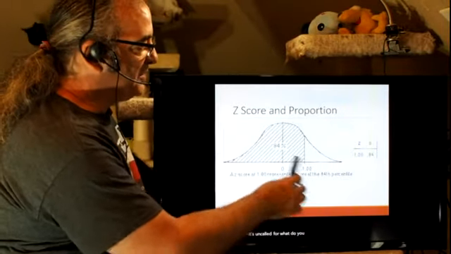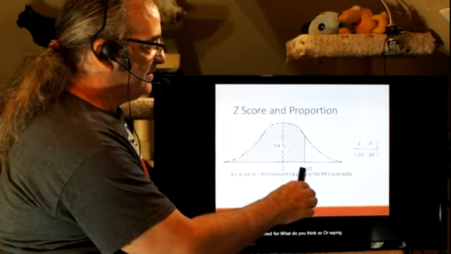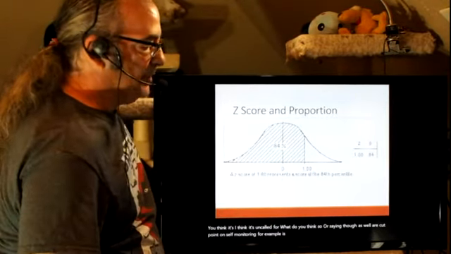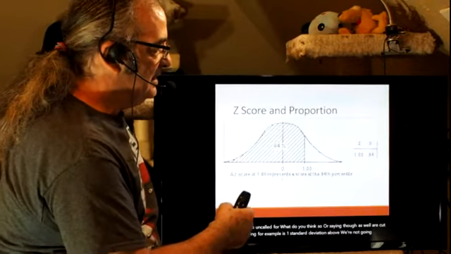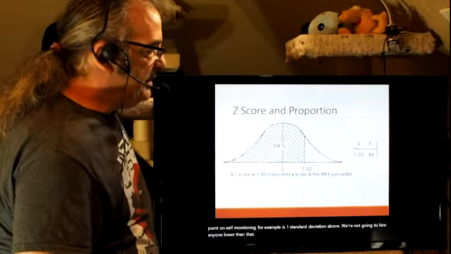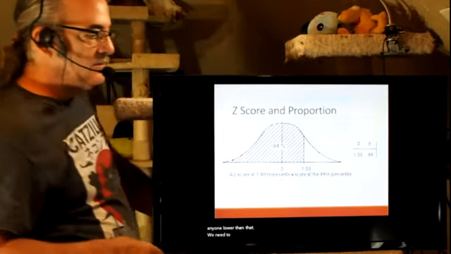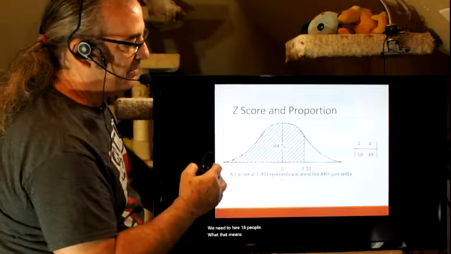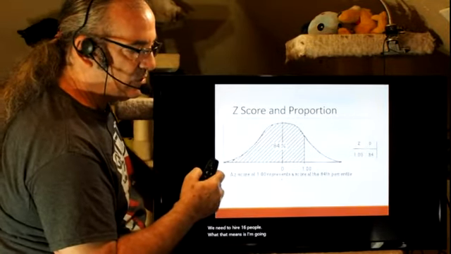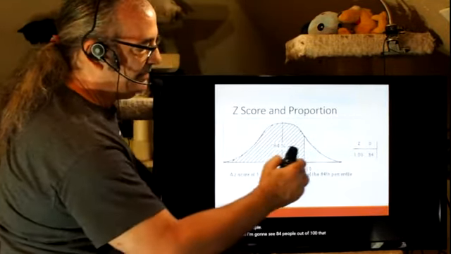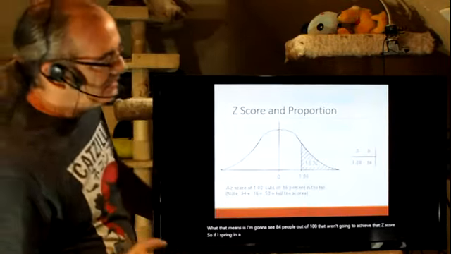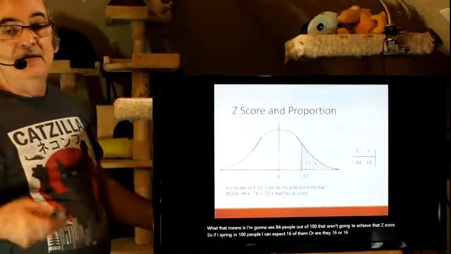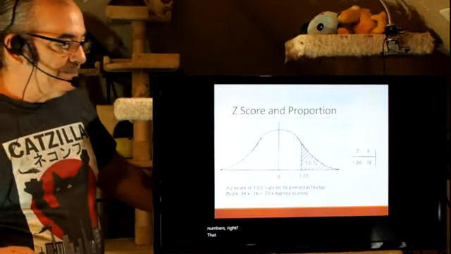What we're saying though is, our cut point on self-monitoring, for example, is 1 standard deviation and above. We're not going to hire anyone lower than that. Okay, well, we need to hire 16 people. What that means is I'm going to see 84 people out of 100 who aren't going to achieve that z-score. So if I bring in 100 people, I can expect 16 of them, 16% or 16 in raw numbers, that will achieve the cutoff point.